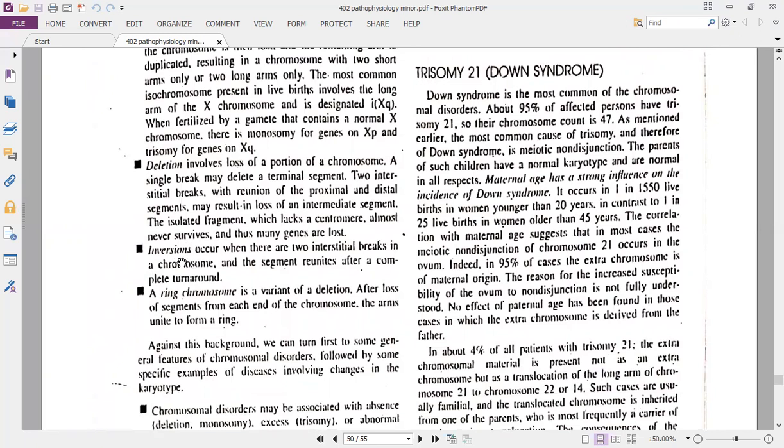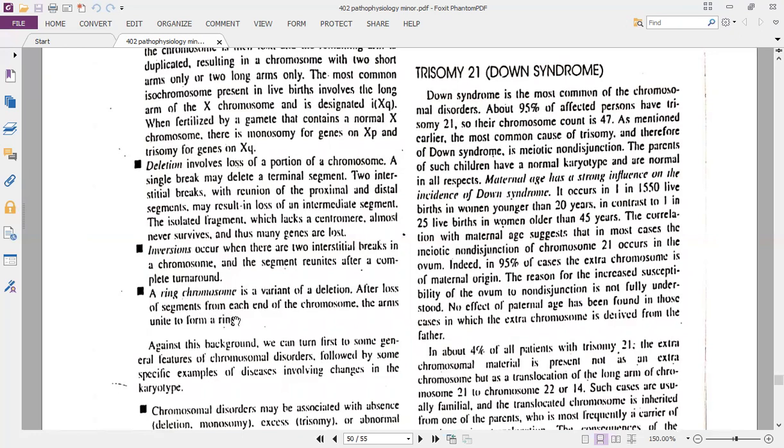Inversions can also occur. Inversion means that the chromosome breaks into two segments, and the segment that got detached inverts itself and rejoins in an inverted manner. Again, that's an abnormal condition. And then there's a ring chromosome, which is actually a variant of deletion. The genes get lost from the chromosome at each end, and the remaining chromosome turns into a ring.